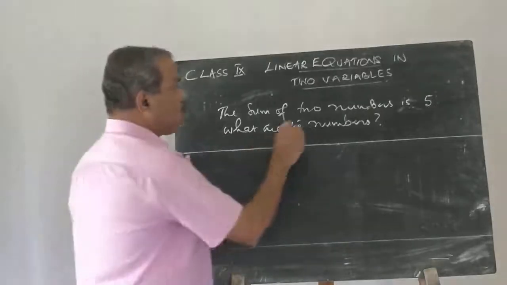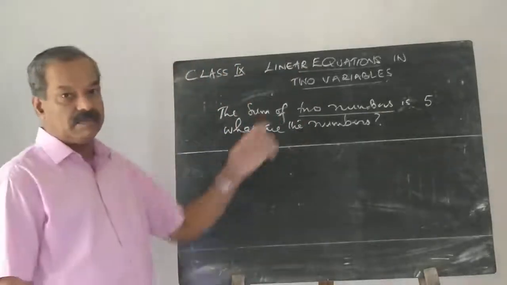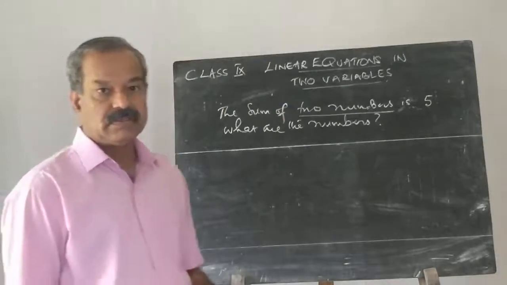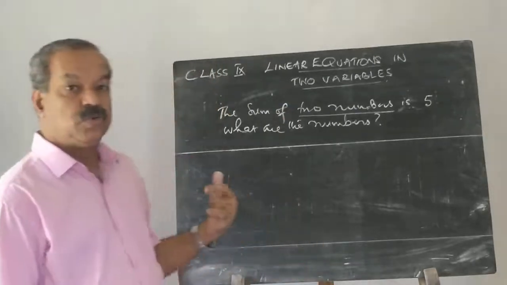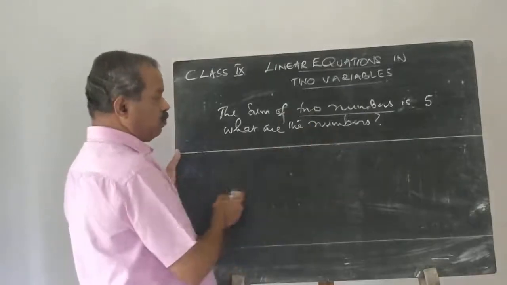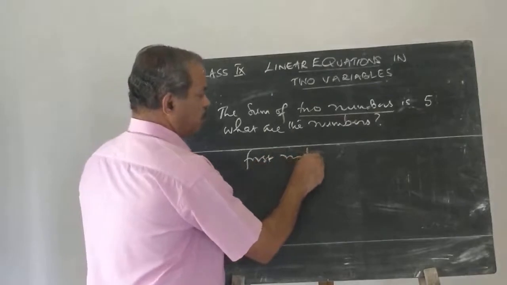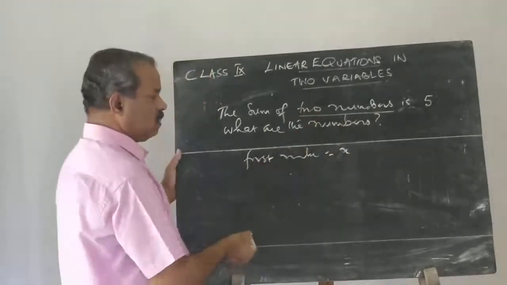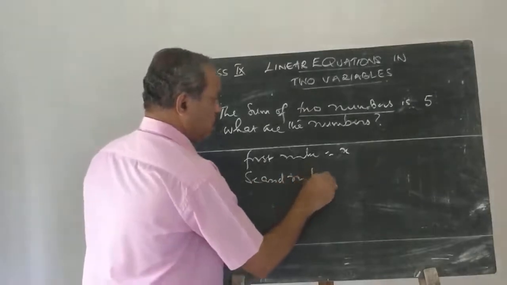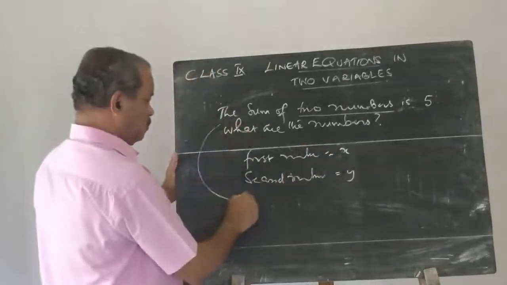Here, the sum of two numbers is 5. What are the numbers? One variable is not sufficient, so we consider two variables, say x and y. The sum of two numbers. Let the first number be x and the second number be y.